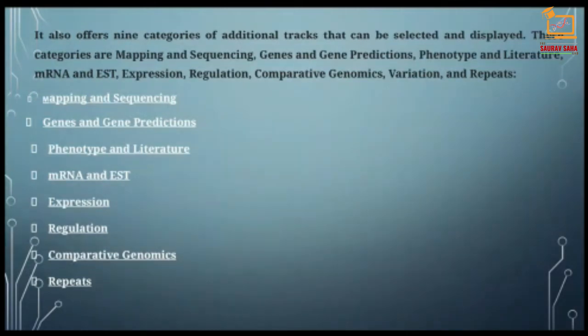mRNA and EST. The mRNA track allows the display of mRNA alignment data in humans as well as other species. There are also tracks allowing comparison with regions of ESTs that show signs of splicing. The next track is expression. This is used to relate genomic data with the tissue area it is expressed in.